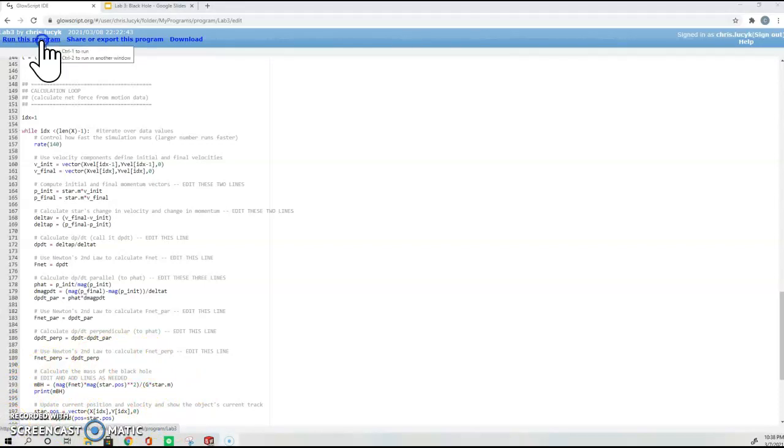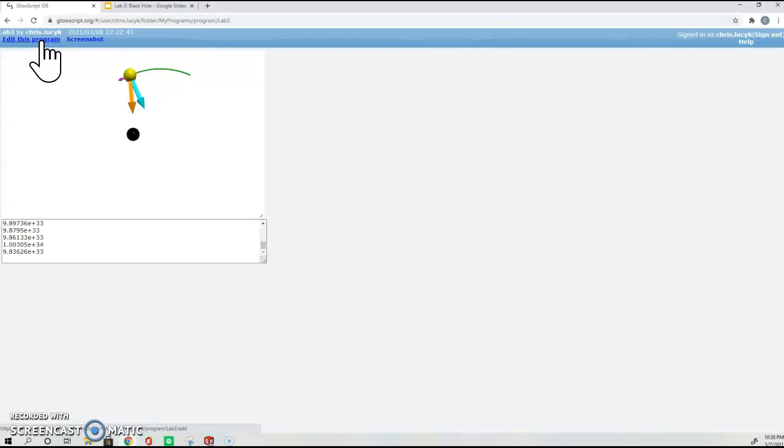When I click Run, the computational model of the star orbiting the black hole is shown. You can see how when the star gets closer to the black hole, the forces, shown by the arrows, increase and the speed of the star increases. Therefore, it also slows down towards the end of the path as it is further away from the black hole. The code also prints the calculated mass of the black hole at each time step, shown here.